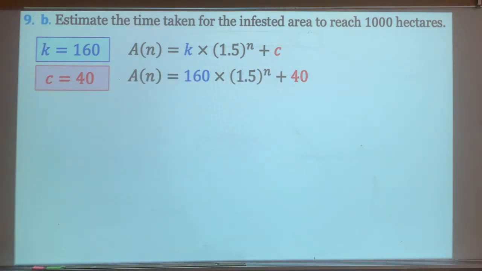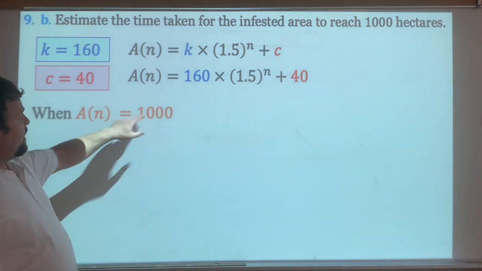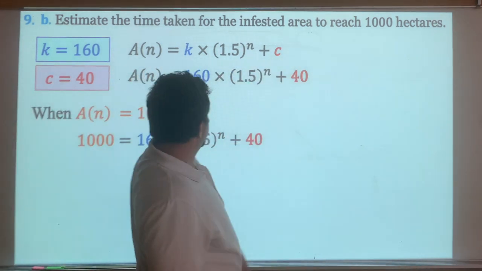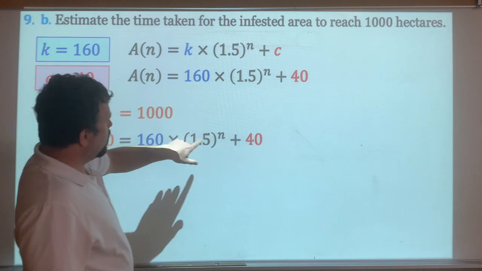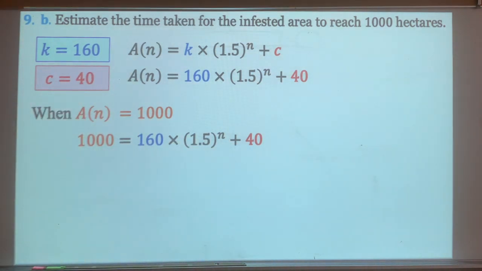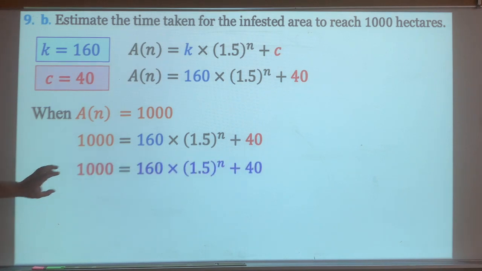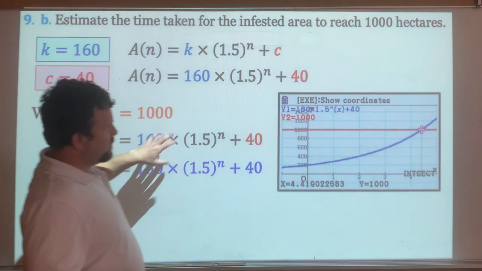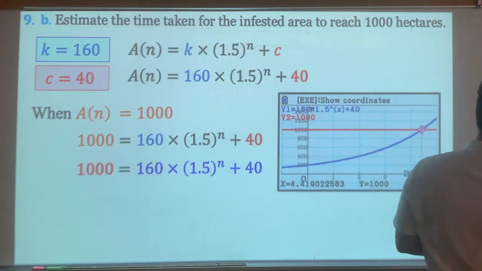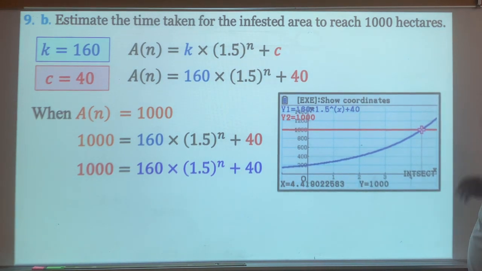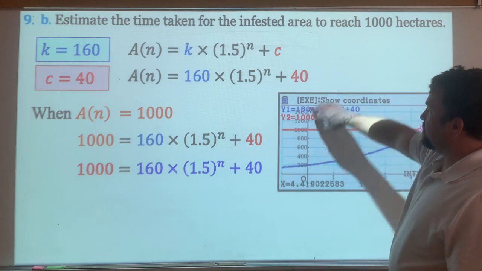We're going to find out the amount of time it takes to reach this area. So when A to the N equals 1,000, that means 1,000 equals 160 times 1.5 to the N plus 40. I'm going to graph this. I'll make this my Y1, my blue graph, and this my Y2, my red graph. Type it in. I'm going to make X from 0 to 5-ish, and my Y's from 0 to 1,400.